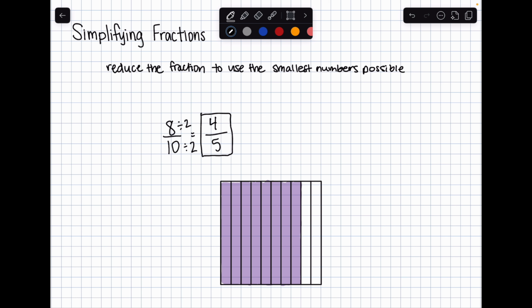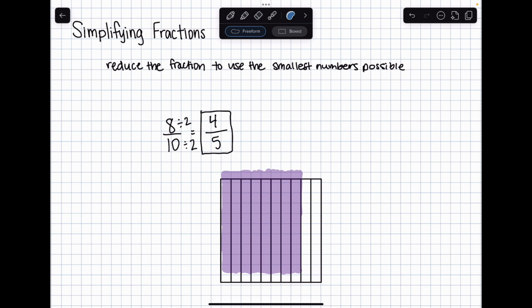What you're doing here, because I find a lot of the time we don't explain what we're actually doing. I've got a model down here, and my model right now represents 8/10. What you're doing when you're simplifying is basically taking out some of these lines. So I've got 10 sections here, and I reduced my fraction to have 5 sections. I reduced it to 4/5.